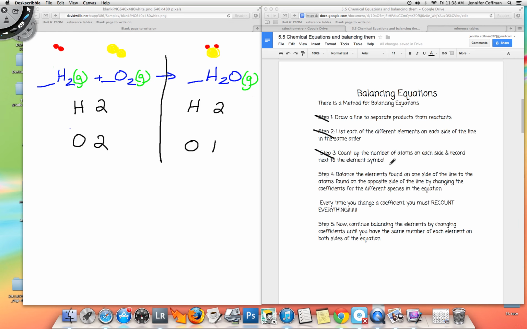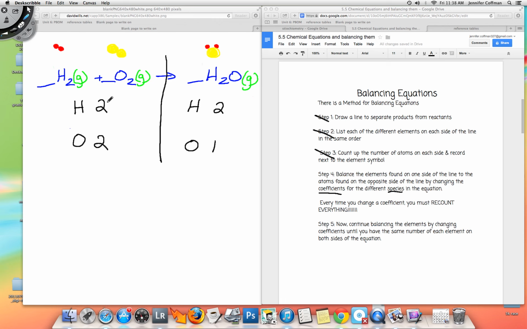Balance the elements found on one side of the line to the atoms found on the opposite side of the line by changing the coefficients, and there's the key, for the different species in the equation. And remember, species is just a big fancy way of saying number of hydrogens, number of oxygens, or number of waters in this case. So I can put a number here, I could put a number here, and I could put a number here. And those numbers are going to change these.